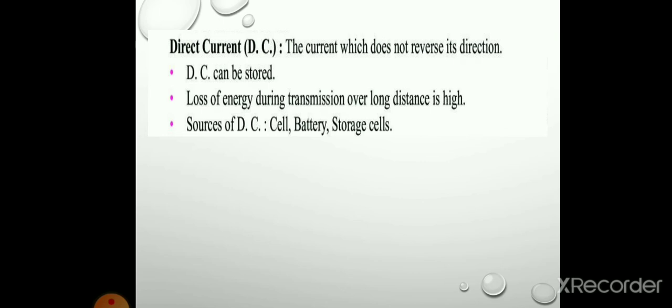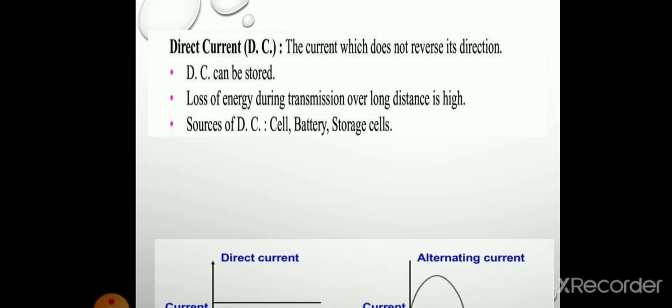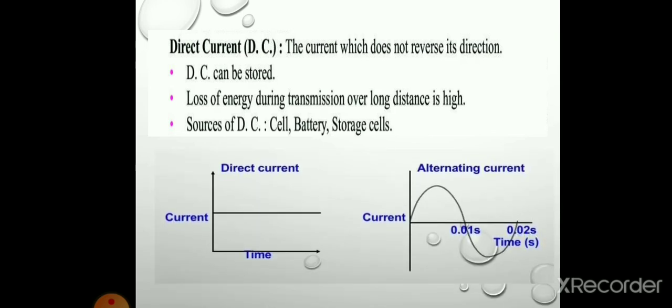So what is the source of DC? It can be stored in a cell, a battery or a storage cell. So in a cell we obtain a current that is direct current. Now let us look at the graph of direct current and alternating current. If we plot a graph of current versus time, the graph obtained is a line parallel to the time axis, so there is no change in direction.